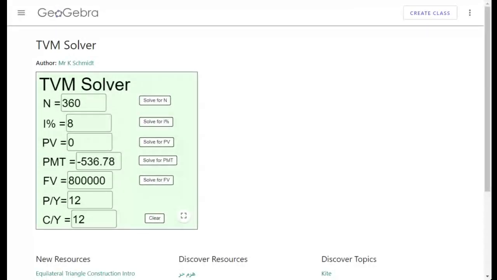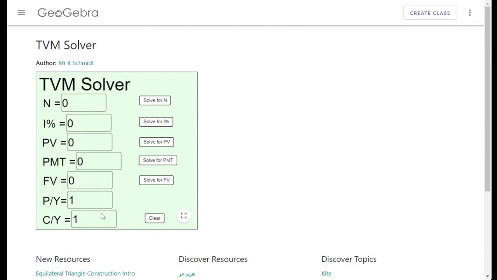Okay, this is that TVM solver. Again, there is a link I posted on Blackboard in the content section. There's also that link on the slides, but this is our TVM solver. Again, this is our n, which is little n times little t. Capital I is the APR, but you're writing it as a percent. PV is basically the principal, how much you have now. PMT is the monthly payments or monthly withdrawals. FV is how much you'll have in the future, future value. And P/Y is the number of payment periods per year. C/Y is how many compounding periods per year.